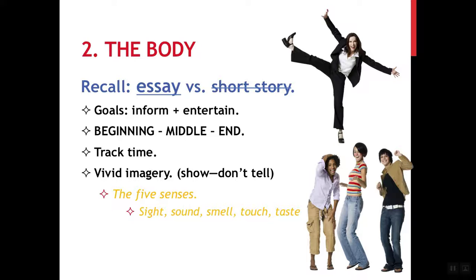How can you entertain us and inform us? How can you have a clear plot structure? How can you show us a time frame? And then be sure to paint a picture with vivid imagery.